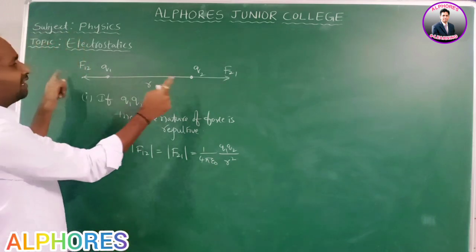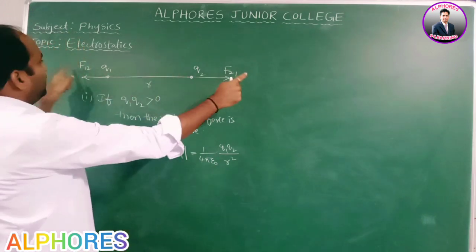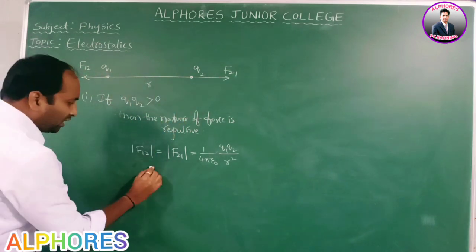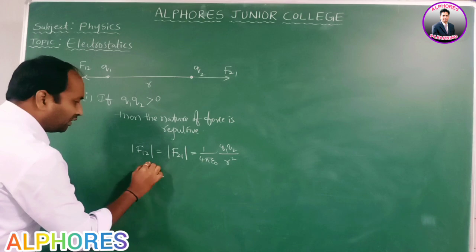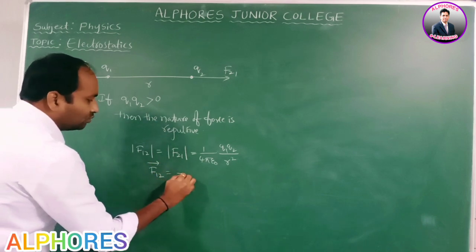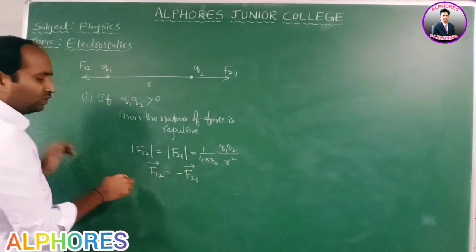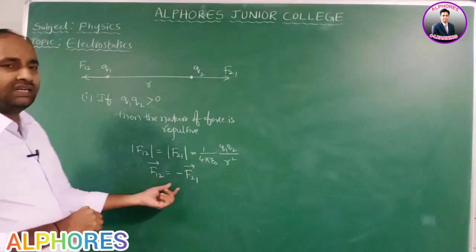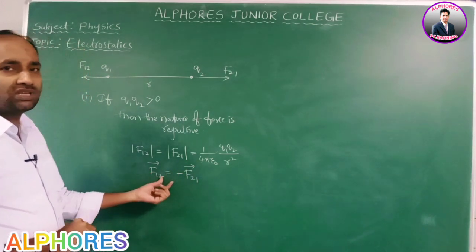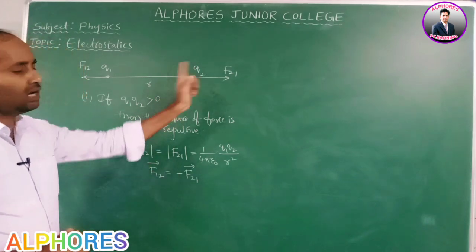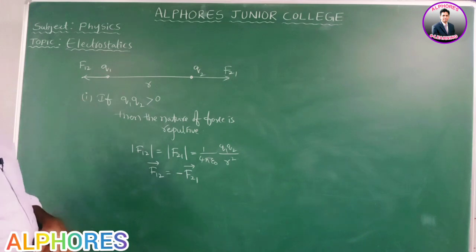But what is here? The directions are different. They are moving away from each other, in opposite directions. So we may write in vector form, F12 bar is equal to minus F21 bar. The negative sign indicates the direction is opposite. So this is the first condition.